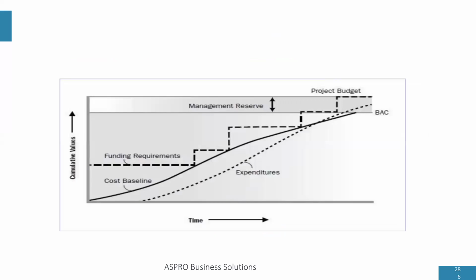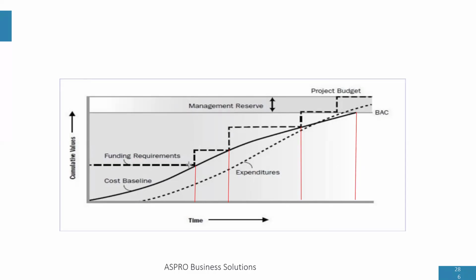Now, one more diagram, and this is another view of the cost baseline. This view is very good because it shows how money is spent with time. You can see time on the x-axis and cumulative value of cost on the y-axis. So let me put some context to this diagram so that you can understand it. Let's imagine that this is one phase of your project, this is another phase, this is another phase, and this is the end of the project.